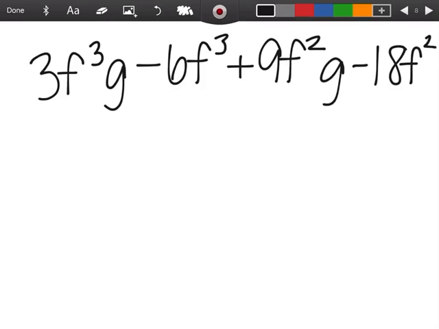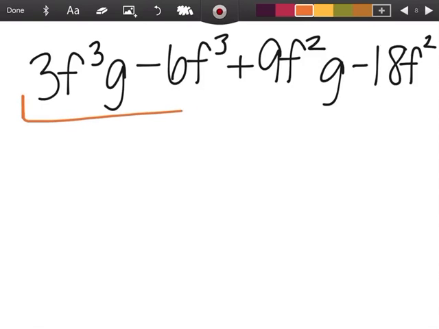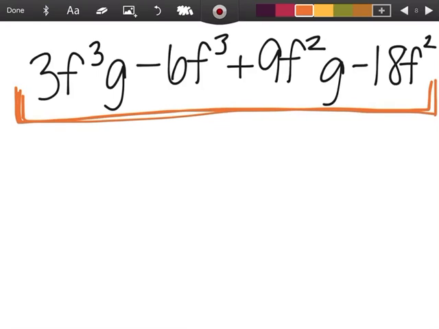I'm going to get my orange pen, and I'm going to look and see if there is anything that all four terms have in common. So I look at 3, negative 6, 9, and negative 18. What number goes into 3 and 6 and 9 and 18? The answer is 3. So I'm going to be dividing each of these terms by 3.